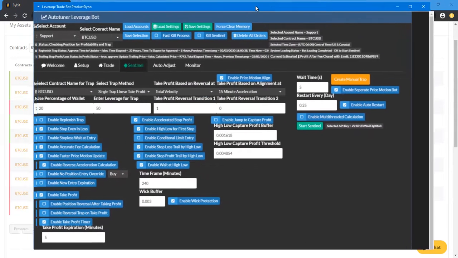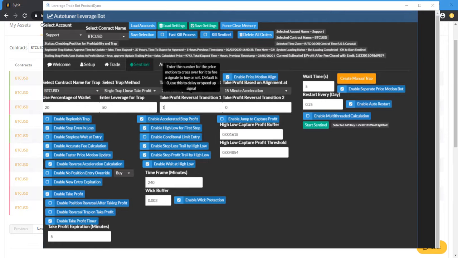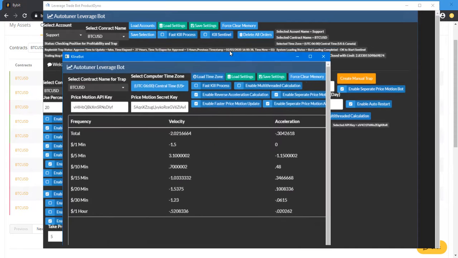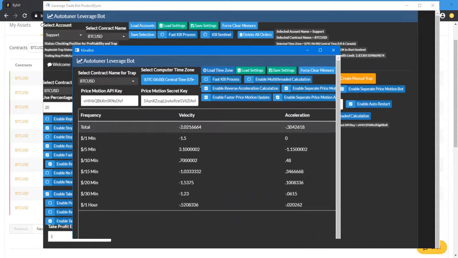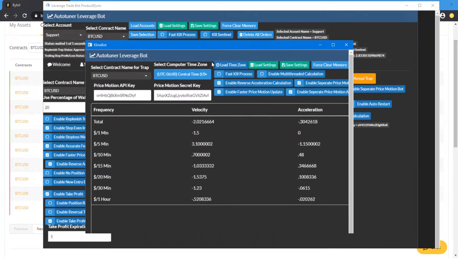the setting moves around over time. But what we do is we set the total velocity and the 15-minute acceleration to a line. Now I do take a little bit of a transition reversal a little earlier, so that if the velocity, which is kind of like the slope of it, starts to reverse on the short, then we'll go ahead and reverse.